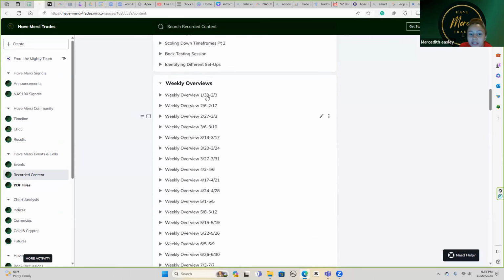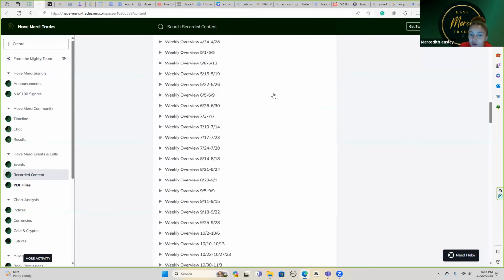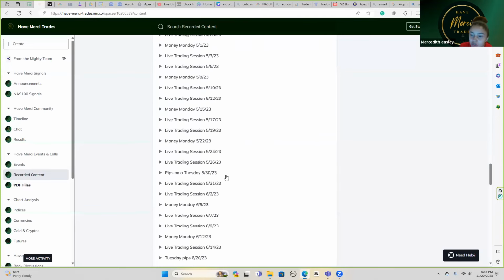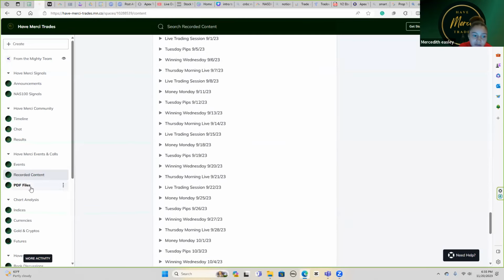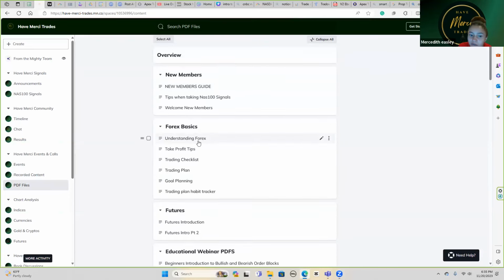Then we have the weekly overviews. We go over every trade we take each week on these calls. All right. Then we have the live trading sessions. You can go back and watch the recordings of the live trading sessions. Going to PDFs. Each call pretty much has a PDF. There are some extra PDFs here, like understanding Forex, take profit tips, trading checklists, all that good stuff.